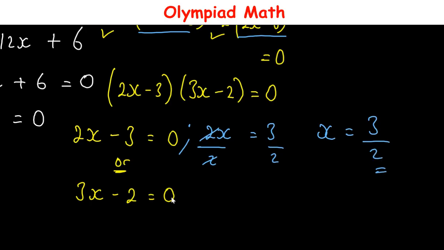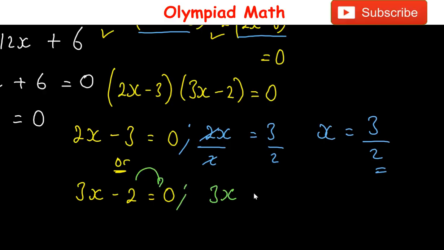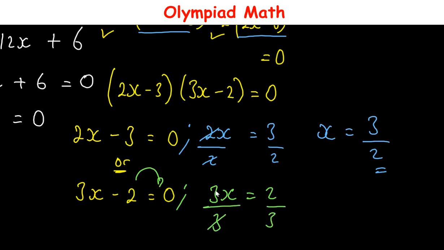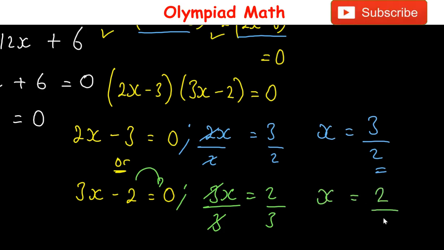Next, solving this other one, move minus 2 over to this side. We have 3x is equal to 2. Divide both sides by 3, 3 divide 3, x is equal to 2 over 3. So we have the first and the second solution of x.